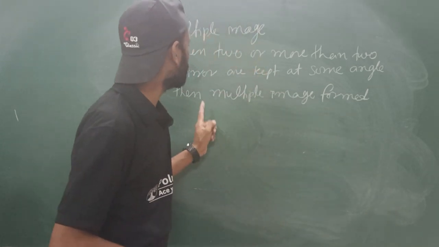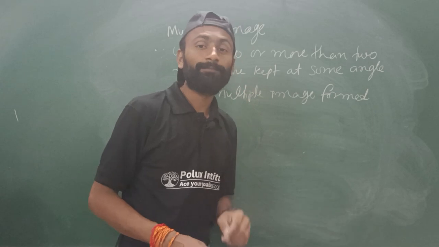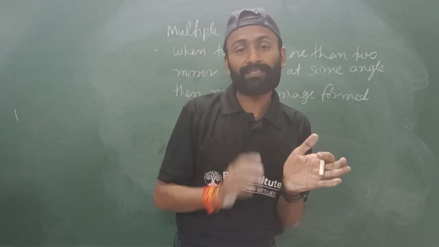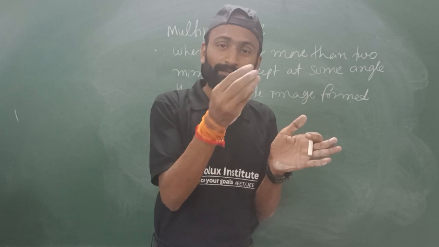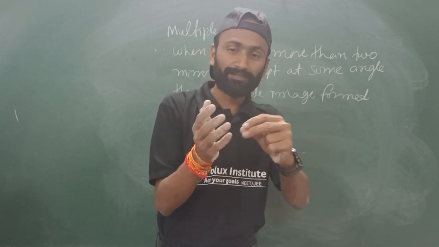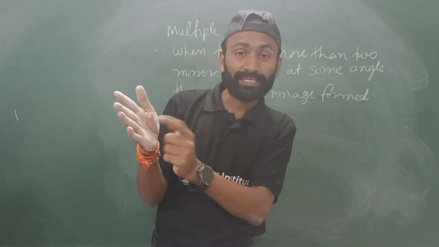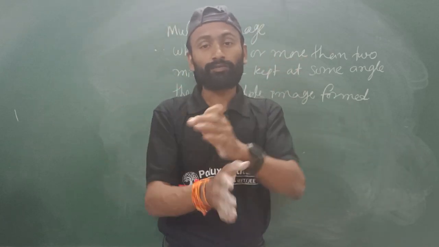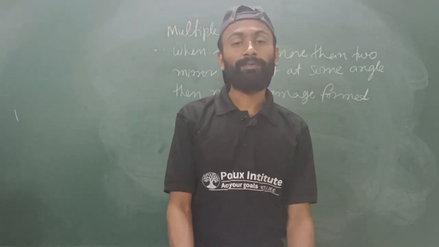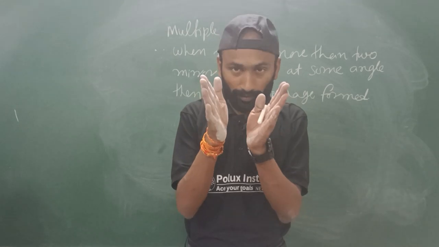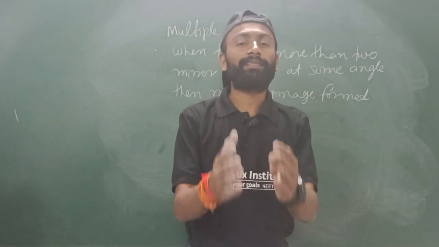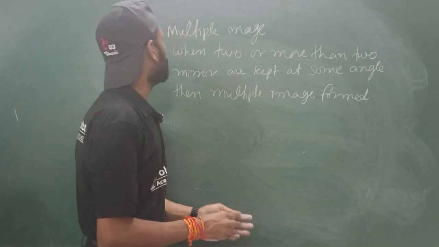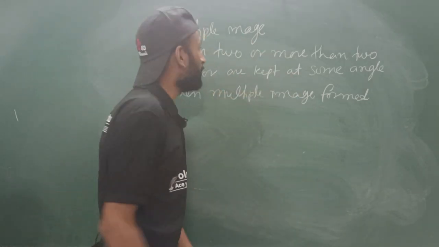This happens due to multiple mirrors, so multiple reflections happen. Here is the object, its image is formed here, and this image acts as an object, so its image will be formed here, and its image will be formed here. So many images will be formed depending on the placement of the mirrors, at what angle they are placed, and how many mirrors are there. So this is a case of multiple images.